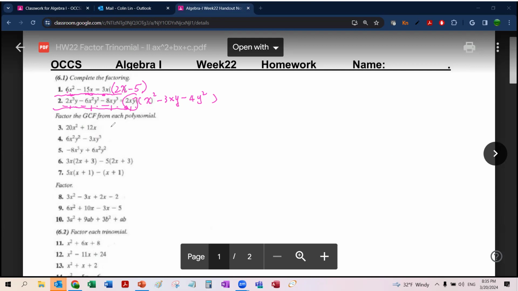All right, number 3, GCF, similar to this part. GCF: 20 and 12, the greatest common factor is 4. For x squared, x, it will be x. So what is left over is 5x plus 3. Right, an easy one.